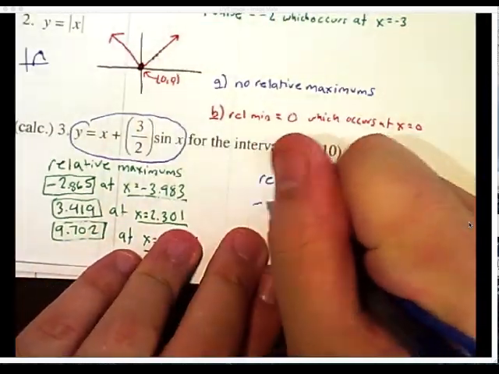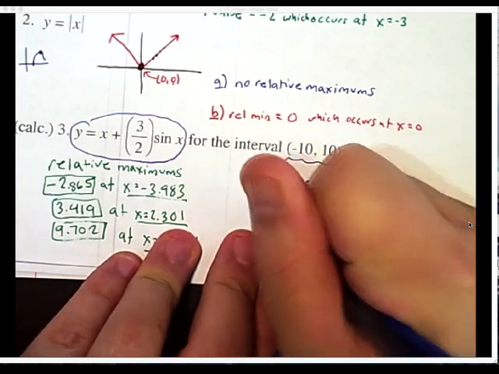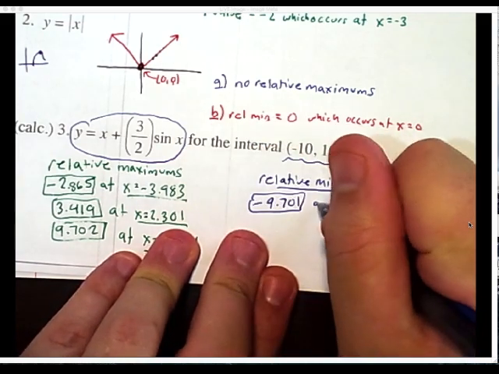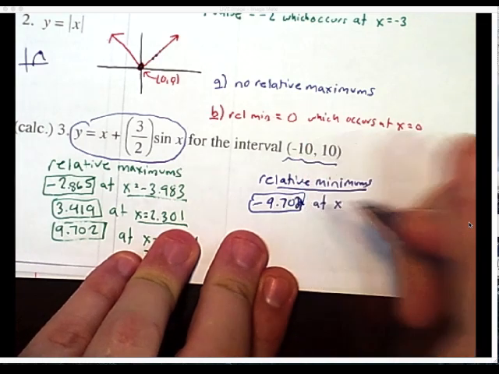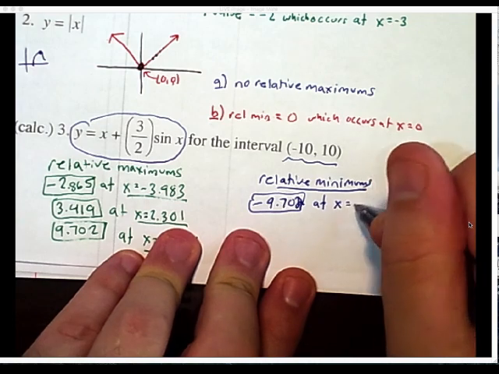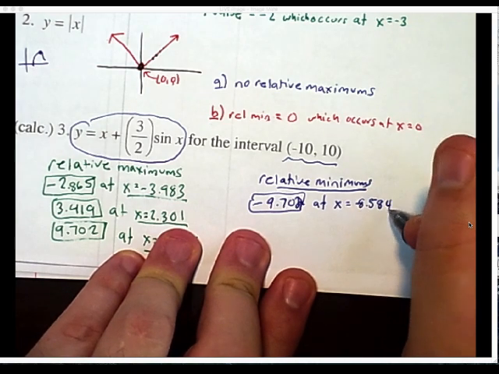So the first relative minimum is -9.701, and that occurs at an x value of -8.584.